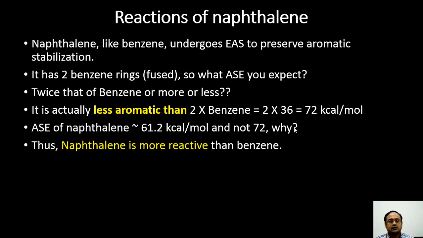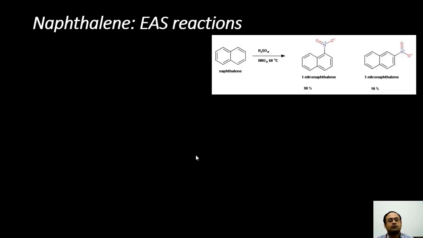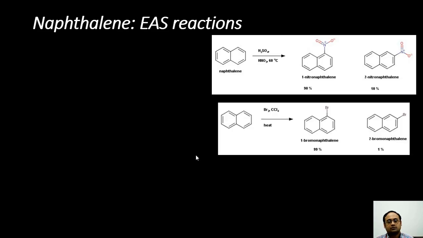So because it has less aromaticity than two benzenes, it is more reactive than benzene, and it therefore readily undergoes both substitution and addition reactions. These we will study next. So, electrophilic aromatic substitutions of naphthalene. As we have studied with benzene and its derivatives, naphthalene very easily undergoes a nitration reaction under nitric acid and sulfuric acid conditions, and it also easily substitutes bromine if we treat it with bromine and carbon tetrachloride.